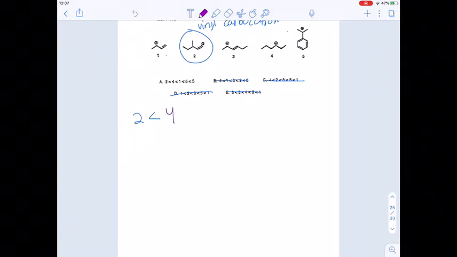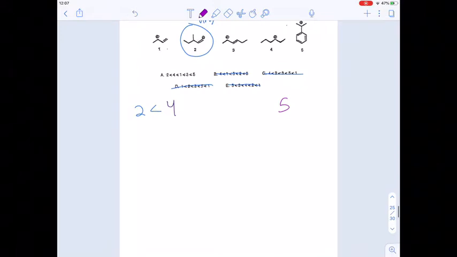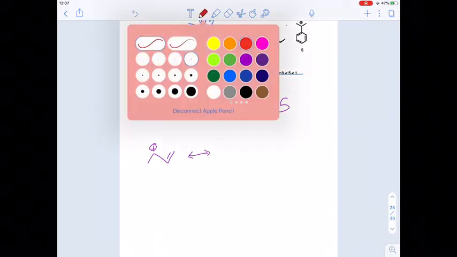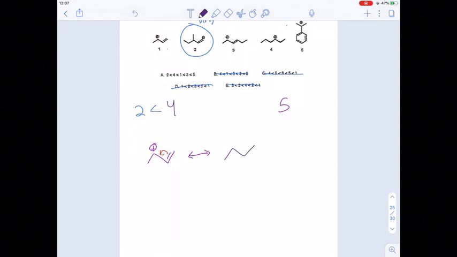Okay, so now comparing 1, 3, and 5, these are all carbocations that can resonate. We can draw out the different resonance structures for 1 and 3, and 5 is a benzene resonance, and as I told you, that's going to be your highest resonance stability, so you know 5 is going to be at the end. Comparing 1 and 3 now, what they're going to look like when they resonate.